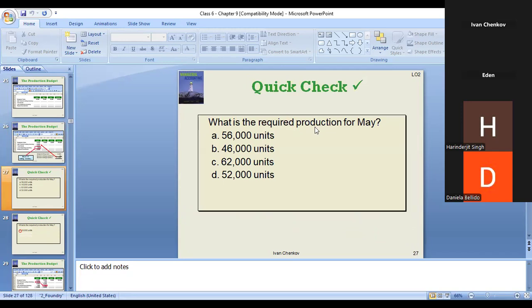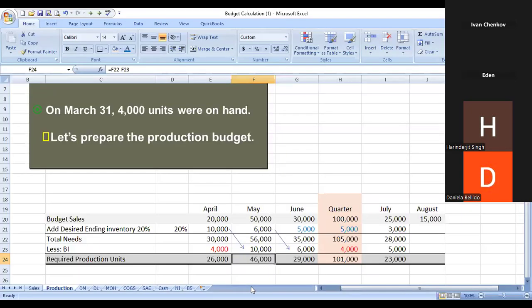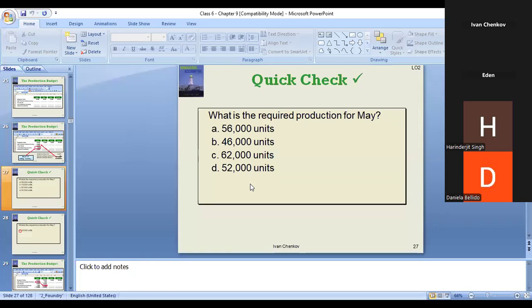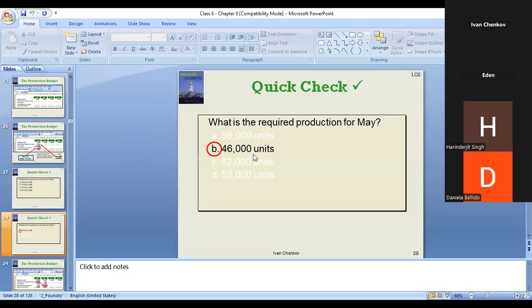What will be the required production for May? We already have answers for that question. The required production for the month of May will be, let's share our screen, 46,000 units. So that will be answer B.